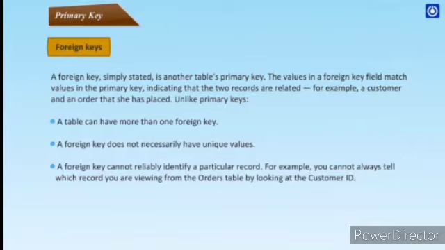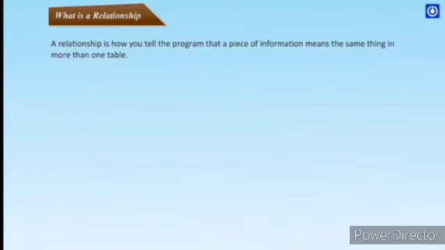For example, you cannot always tell which record you are viewing from the orders table by looking at the customer ID. You create a foreign key when you use the lookup wizard to create a field. What is a relationship? A relationship is how you tell the program that a piece of information means the same thing in more than one table.